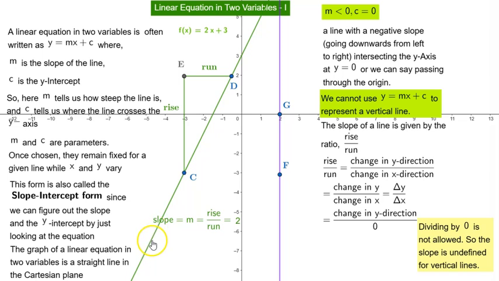So in the case of 2x plus 3, slope m is equal to rise by run, which is equal to 2. And in the case of the vertical line, m is equal to rise by run, which is equal to some value divided by 0. So you see, it doesn't matter where I take this point. It is undefined because of this division by 0. So that was linear equations in two variables, part 1. That's it for now.